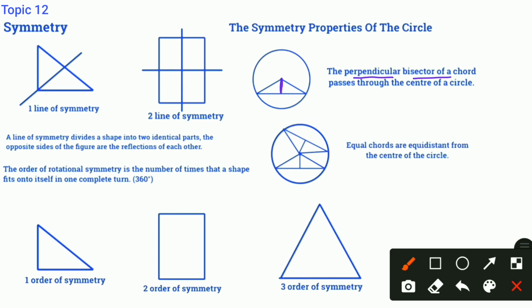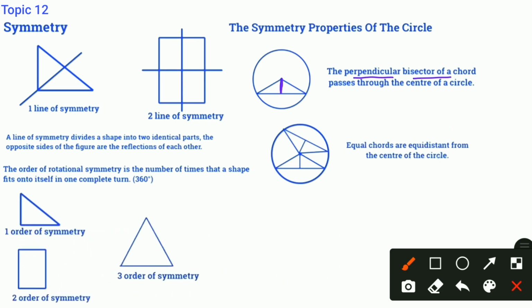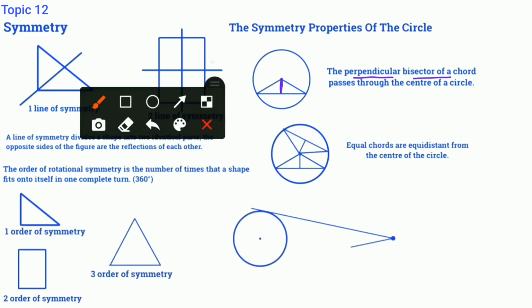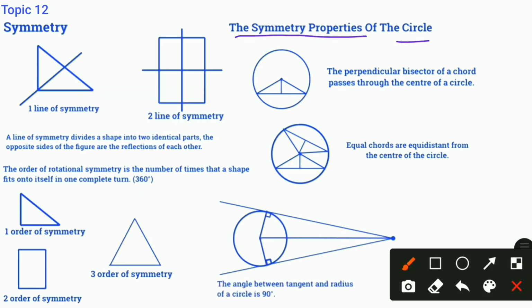Equal chords are equidistant from the center of the circle. And the third one. The symmetry properties of the circle. We can see in the first one that the perpendicular bisector of a chord passes through the center of a circle. So this is the center of the circle, and if it passes through the center, then it will make a perpendicular bisector of a chord. Okay, it's perpendicular. That's how it is.